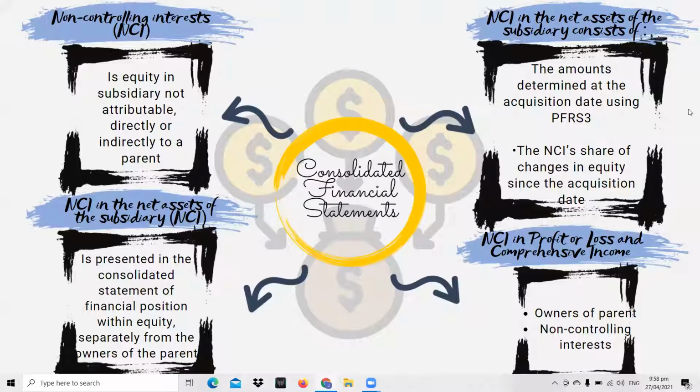Next, non-controlling interest in profit or loss and comprehensive income. The profit or loss and each component of other comprehensive income in the consolidated statement of profit or loss and other comprehensive income are attributed to the owners of the parent and the NCI. The proportion allocated to the parent and NCI is determined on the basis of the present ownership interest. We also have to take note that the total comprehensive income is attributed to the owners of the parent and to the NCI as well, even if this results in the non-controlling interest having a deficit balance.